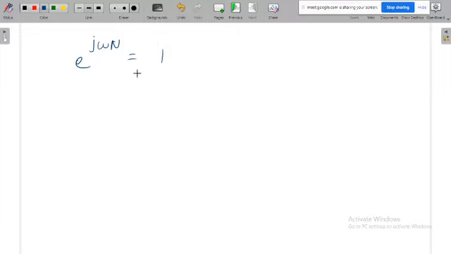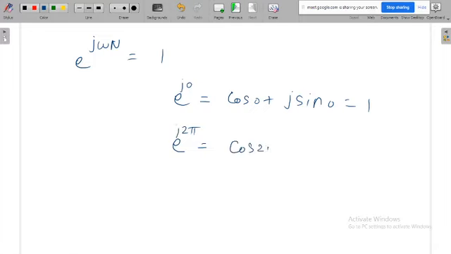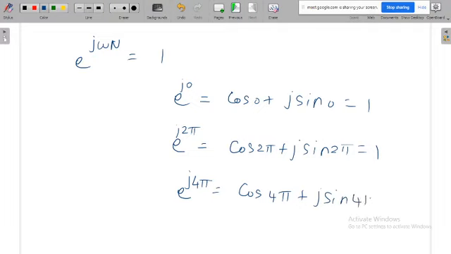So in general, I can write like this. You put e power 0, definitely the answer is 1, because cos 0 plus j sin 0 is equal to 1. You put e power j 2 pi, with j, because if j is there, then only you can write like this. So cos 2 pi plus j sin 2 pi, again the value is 1. You put e power j 4 pi, again cos 4 pi plus j sin 4 pi, again the value is 1. So like this you can go.